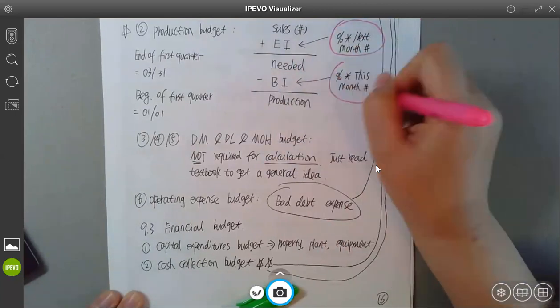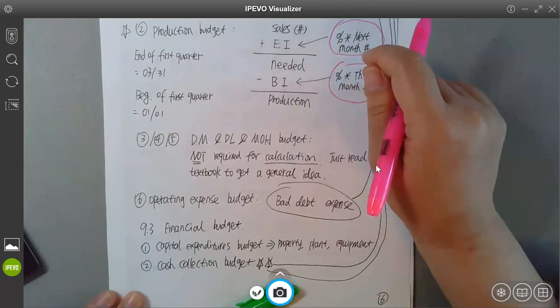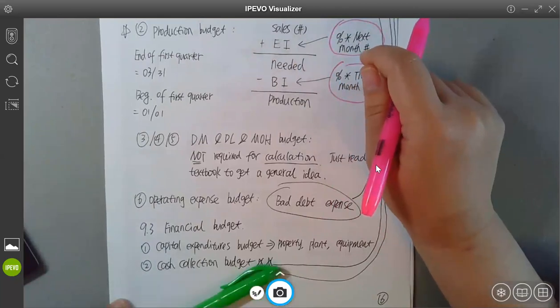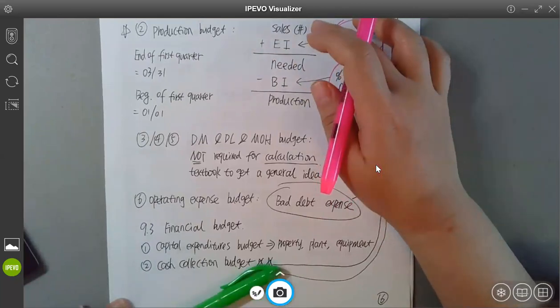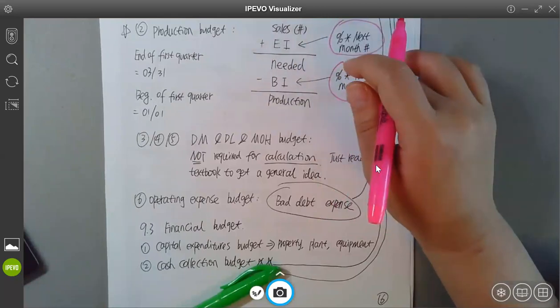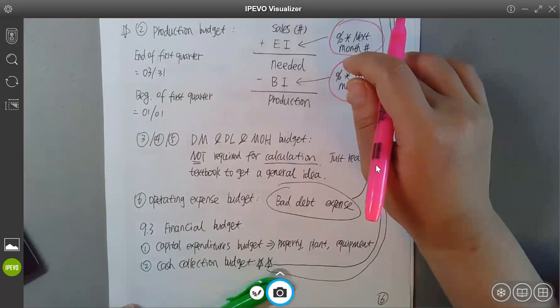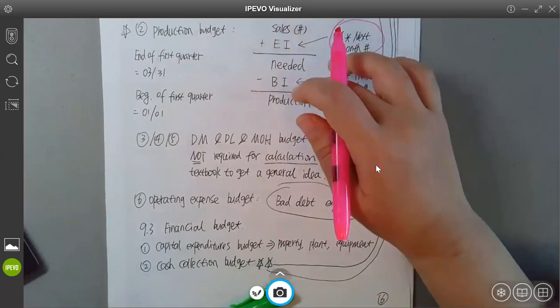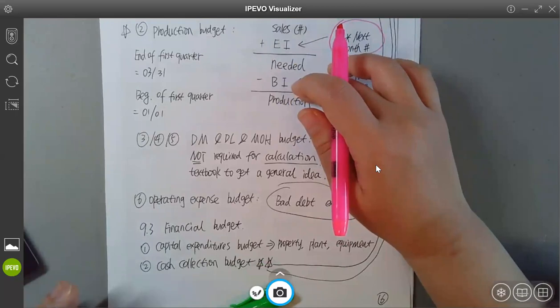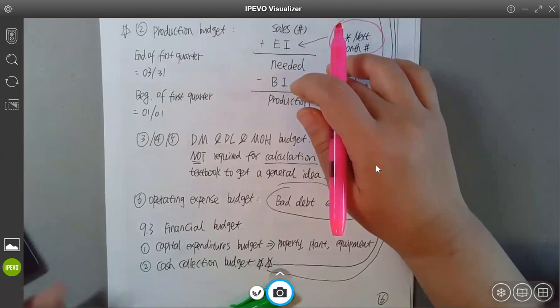Beginning inventory is the percentage times this month's units. This month, you are going to sell 300,000 units of toilet paper. So beginning inventory will be 10% times your 300,000, okay? Because the beginning inventory for this month is your ending inventory of last month.